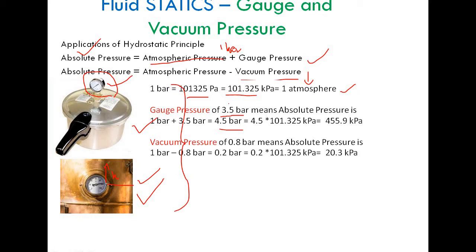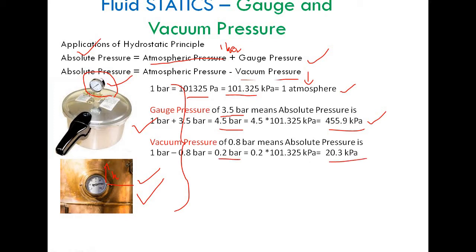So gauge 3.5 bar means it is always above atmosphere, and in absolute units it is 4.5 bar, or you can convert into Pascal or kilopascal. 4.5 into 101.325 will give you this much kilopascal. Okay. Now suppose the pressure is 0.8 bar. The vacuum pressure of 0.8 bar, obviously that is below atmospheric pressure of 1 bar. So that means absolute pressure is 1 bar minus 0.8 bar, that is 0.2 bar, that is equal to this much kilopascal.